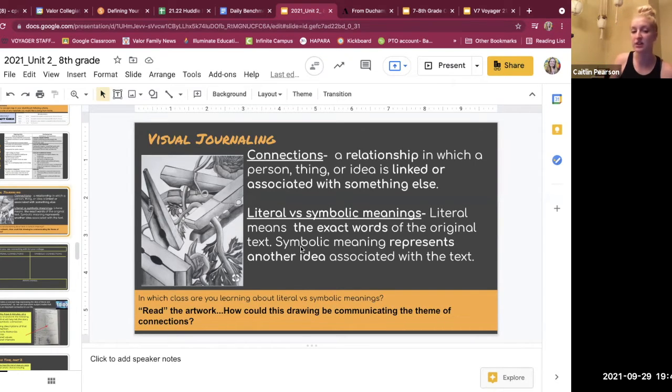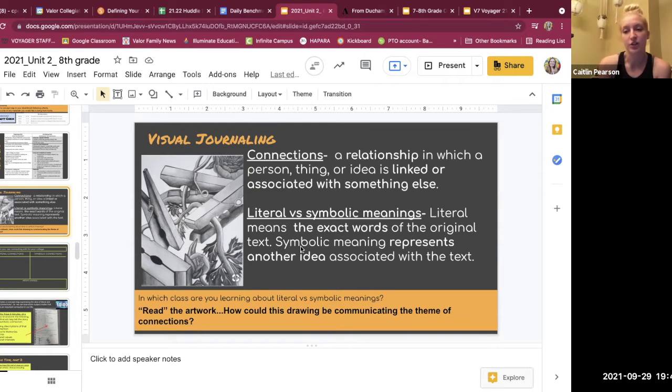The second thing is literal versus symbolic. This is the most important part that I want you to get across. Literal means the exact words of the original text, right? Or in this case, of the original artwork. So it is the exact words or a literal translation of what is going on, right? Symbolic is where it represents another idea or it has an association of something, right?